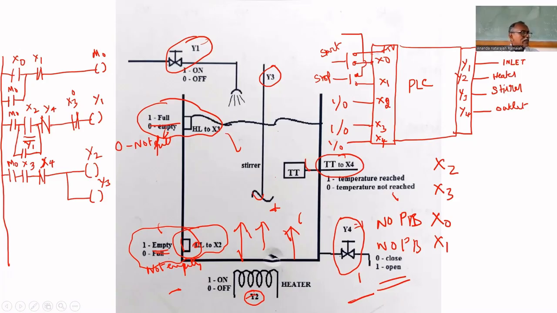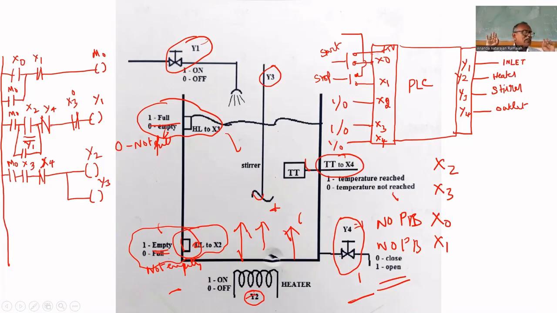I understand this point. Suppose we want to keep the temperature at 100 degrees centigrade. Now 100 degrees is reached, so X4 becomes 1. That's why the heater is turned off. We are keeping the tank as such at that temperature for 5 minutes. But if the temperature falls below 100 degrees, it is not good, so we should turn on the heater again. In that case, we have to include that also. Have you understood that?